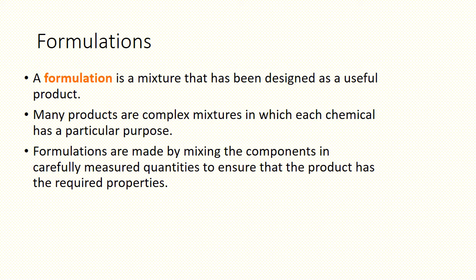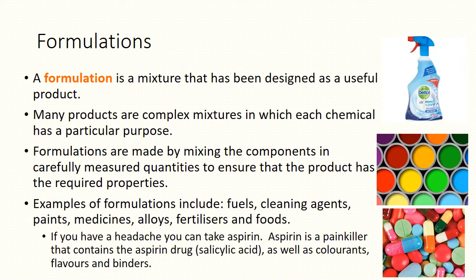There's a very specific mixture to put together that has certain amounts of each component, and what that does is it means that the overall product will have the properties that are required. So some examples, and this probably makes it all a lot easier, would be things like fuels, cleaning agents, thinking about paints, medicines, alloys, fertilizers and food.